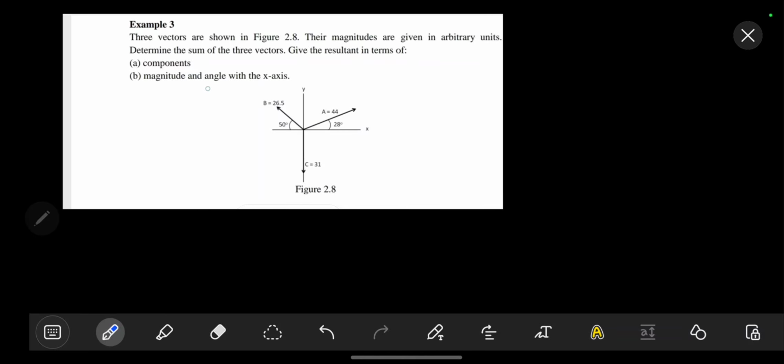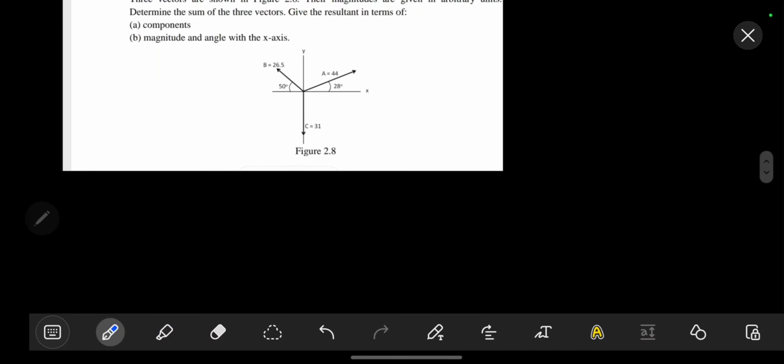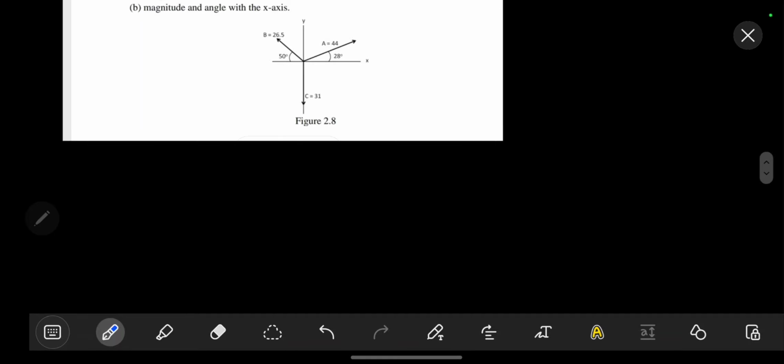So let's now solve this problem. Three vectors are shown in figure 2.8. Their magnitudes are given in arbitrary units. Determine the sum of the three vectors, giving the resultant in terms of components, meaning we must give the resultant in terms of Rx and Ry. The problem here is that we have a lot of components in the x already. We can identify that this one, as it is going like that, also has an x component. So it's looking like this.